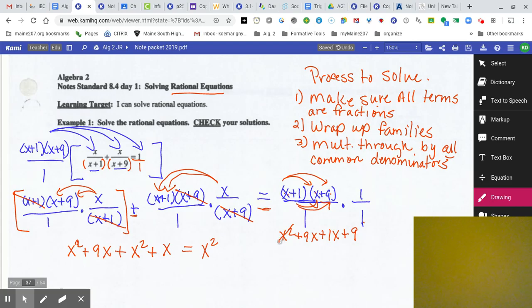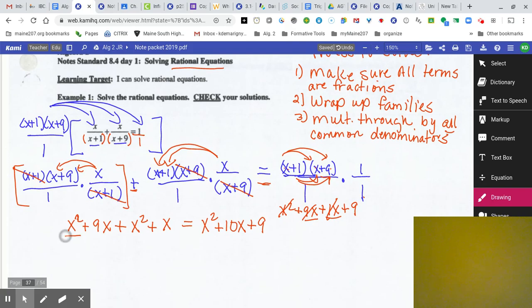So here's x squared. Here's 9x plus 1x, so plus 10x, and then plus 9. Well, there you go. Now, on the left-hand side, I'm going to clean this up a little bit. So I have an x squared and another x squared. There are two of them, so that means I have two x squared. And then I have a 9x plus an x, so that's plus a 10x. And then it's equal to x squared plus a 10x plus a 9.